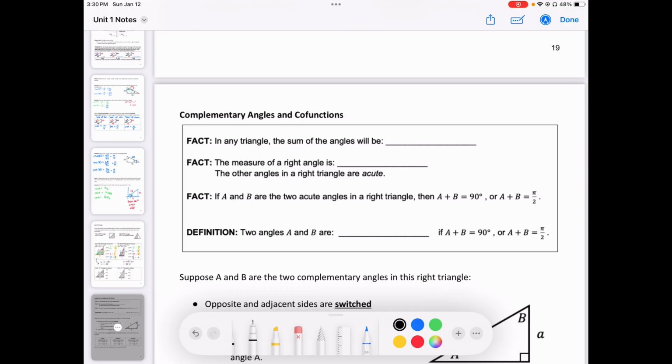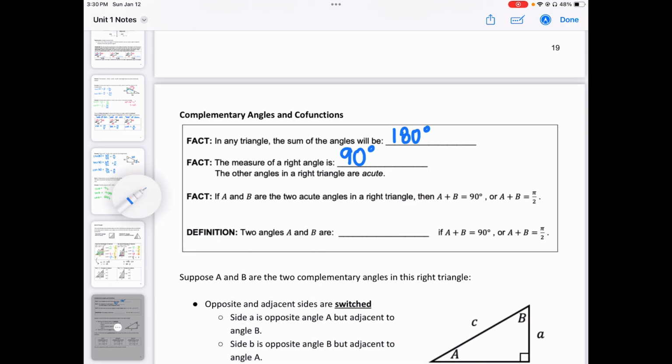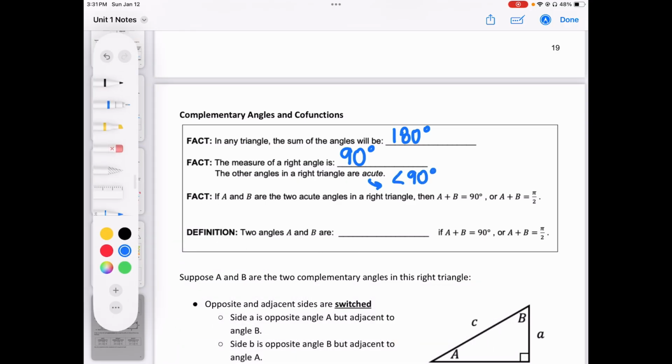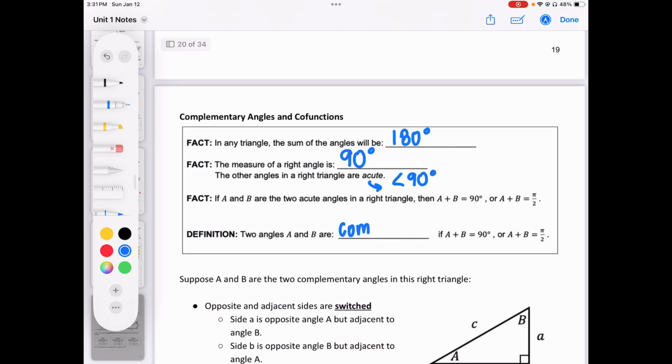Let's briefly talk about complementary angles and cofunctions. In any triangle, the sum of the angles is going to be 180 degrees. And the measure of a right angle is 90 degrees. We know that. And that means the other angles are going to be acute, or less than 90 degrees. If A and B are two acute angles, then they're going to add up to 90 if it's a right triangle. And then A and B are complementary if they add up to 90. We can also call them complements.